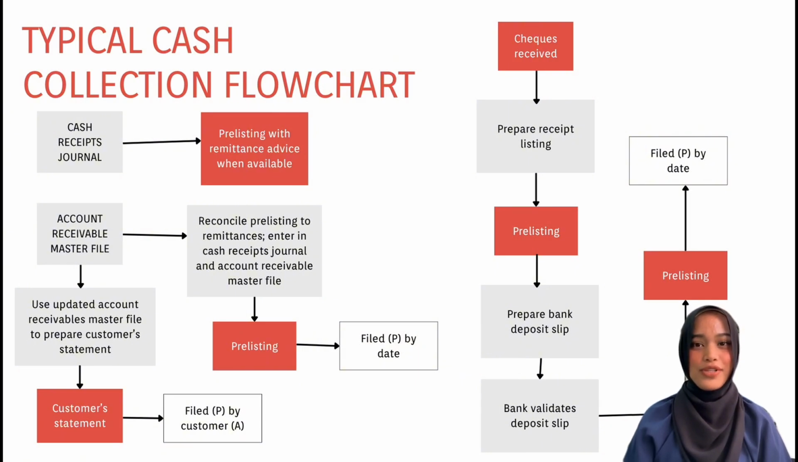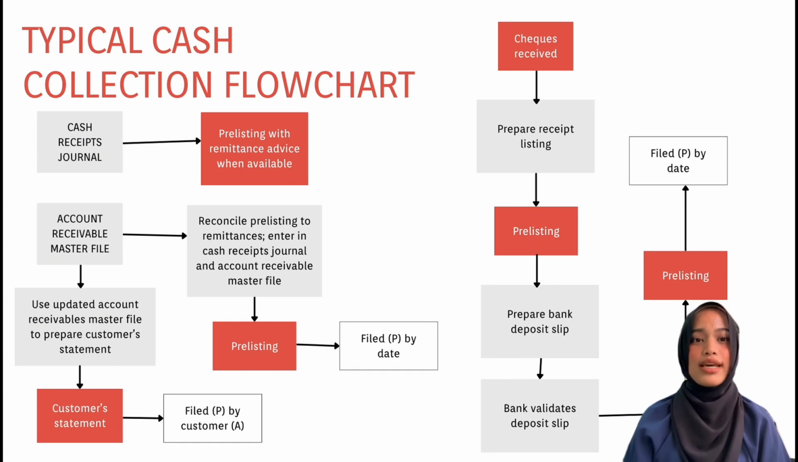Second, bank deposit and reconciliation. A bank deposit slip is prepared and verified by the bank to confirm the deposit. The pre-listing is then reconciled with the remittance advice, and the entries are recorded in both the cash receipt journal and the accounts receivable master file.